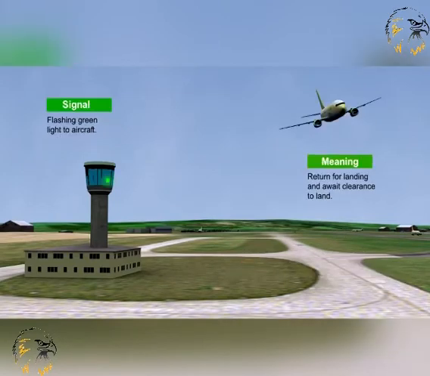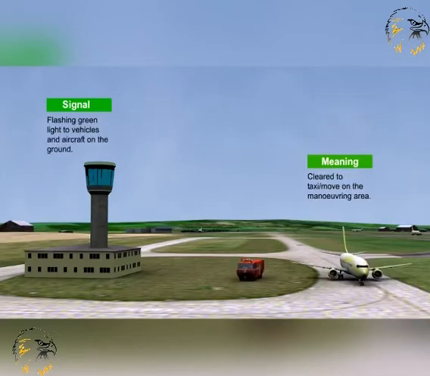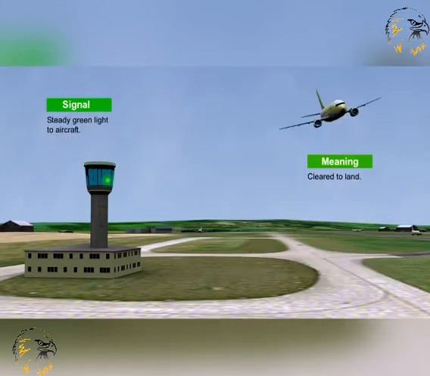A flashing green light from air traffic control to an aircraft in flight means that the pilot is to return to the aerodrome and await landing clearance. A flashing green light from air traffic control to an aircraft or vehicle on the ground means that the aircraft or vehicle is clear to taxi or move to the maneuver area. A steady green light from air traffic control to an aircraft in flight means that the pilot is cleared to land.